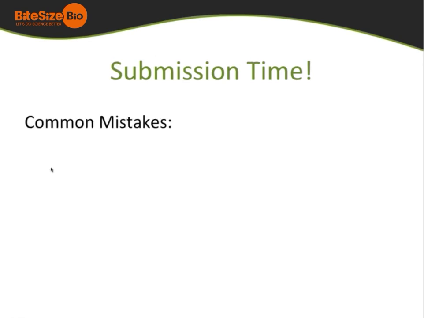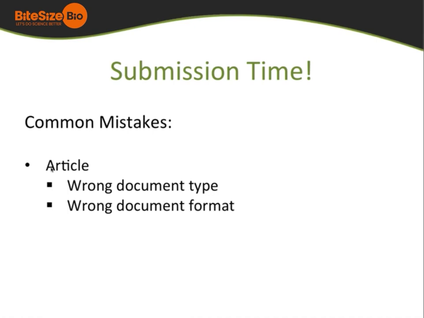There are other common mistakes that happen during the submission. For example, with your article, you might submit a wrong document type. As I mentioned before, if you submit a methods paper to a journal that doesn't accept methods, it's going to be rejected. The other thing is the wrong document format. Again, reading the guide to authors is really critical here.